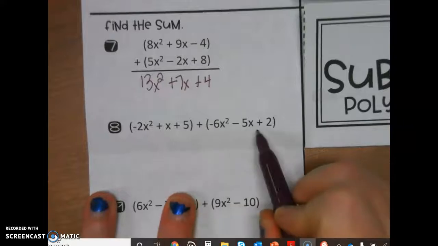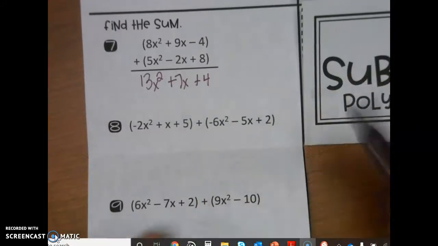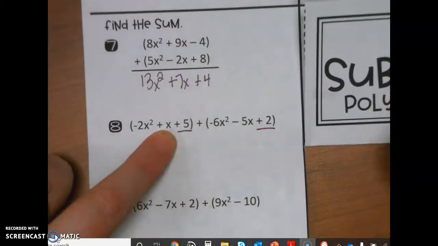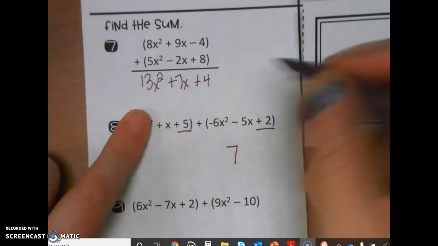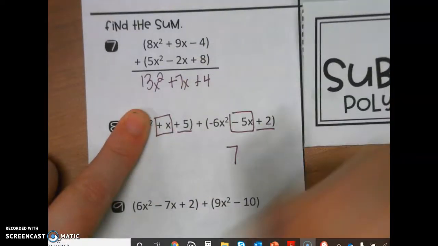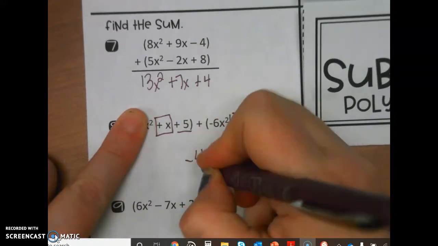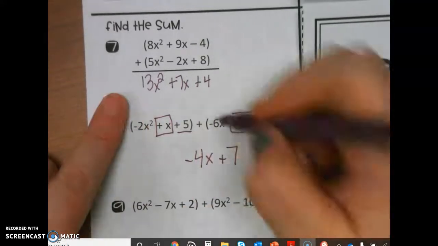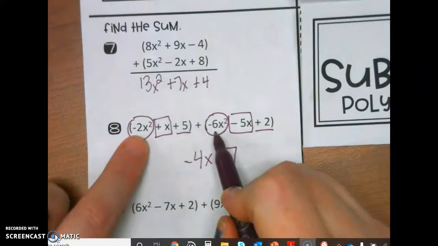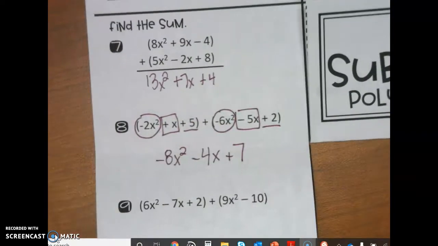So look here. Can you do it side to side? Sure. It's a little, don't love it, but we can do it. Okay, let's start with our plain numbers. That's a 7. Okay. Now let's look at just our x terms. Well, I've got 1x and -5x. That leaves me with -4x. Okay. -2 and -6, -8x squared. See how fun these are?